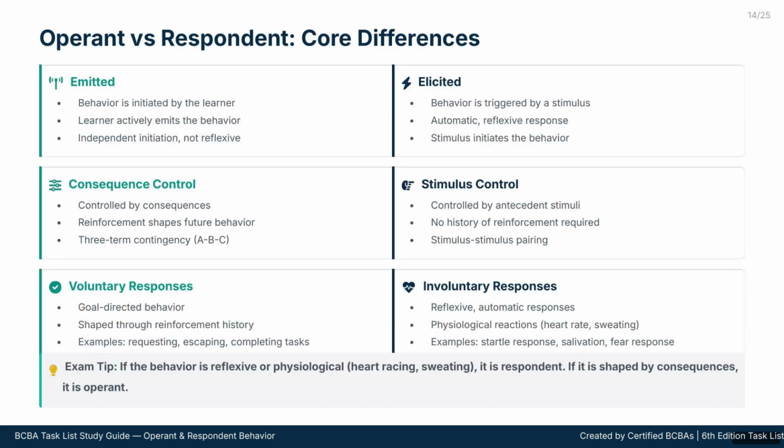Operant behavior is emitted, the learner initiates it. Respondent behavior is elicited, the stimulus triggers it. Operant behavior is controlled by consequences and follows the three-term contingency. Respondent behavior is controlled by antecedent stimuli through stimulus pairing. Voluntary, goal-directed behavior is operant. Involuntary, physiological responses are respondent.